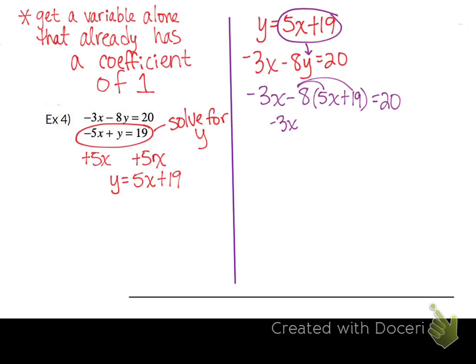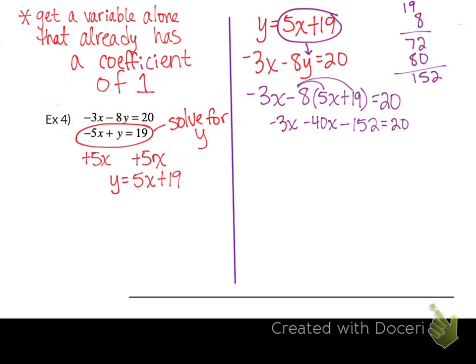Negative times a positive is a negative 40x. Again, we take a negative times a positive. That's going to give me a negative. That should come out to negative 152. Okay. So if you're taking 19 times 8, you'd get 72 and 80, 152. Okay.